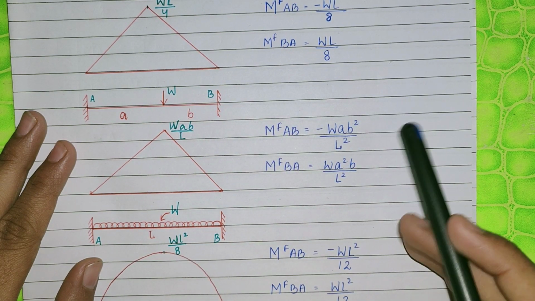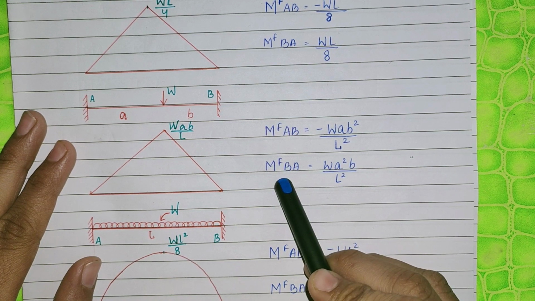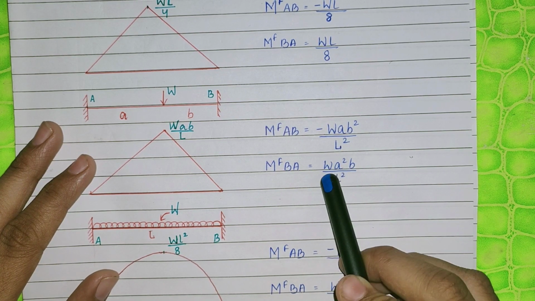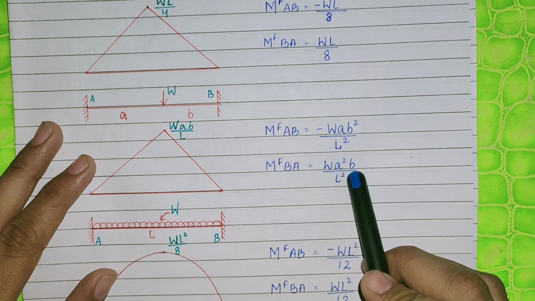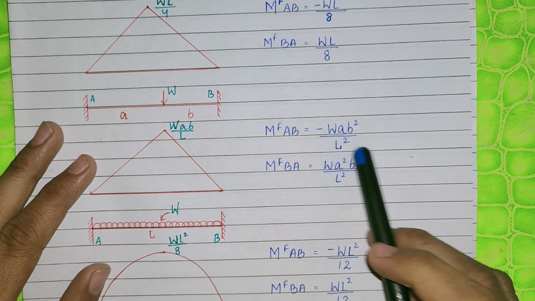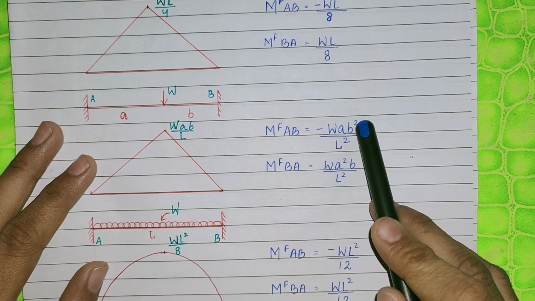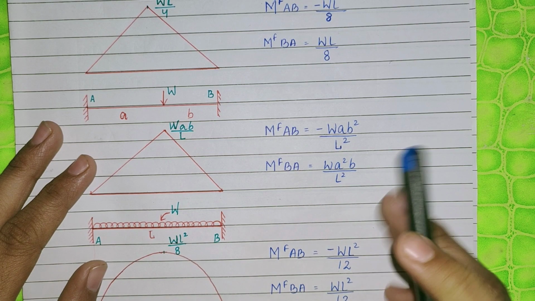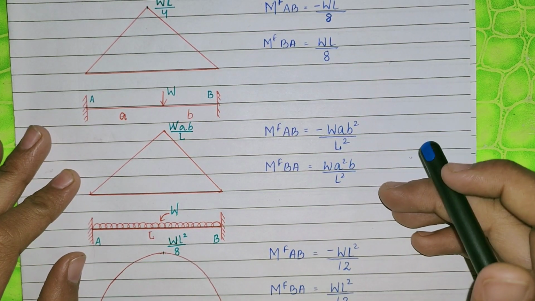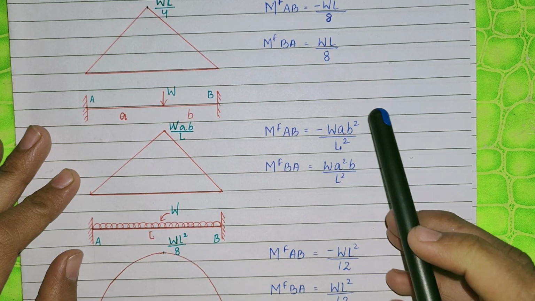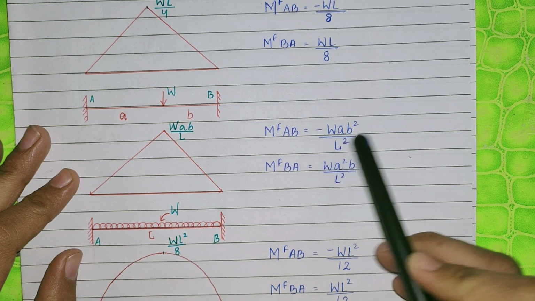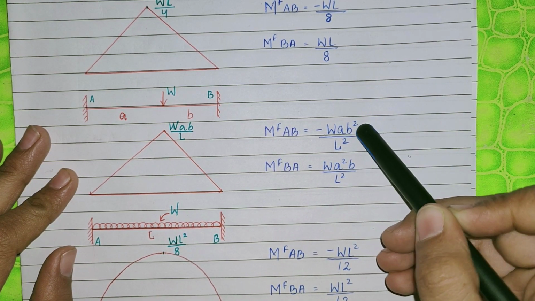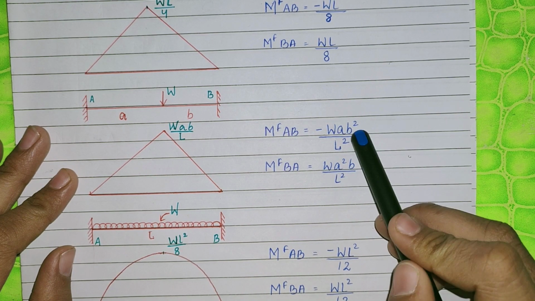Now, for calculating the fixed end moment about B to A, the formula is Wa²b/L². Here it is ab² and here it is a²b over L². Remember that here the value is negative and here the value is positive. The first one is negative and the second one is positive, with a² and b² placed accordingly.